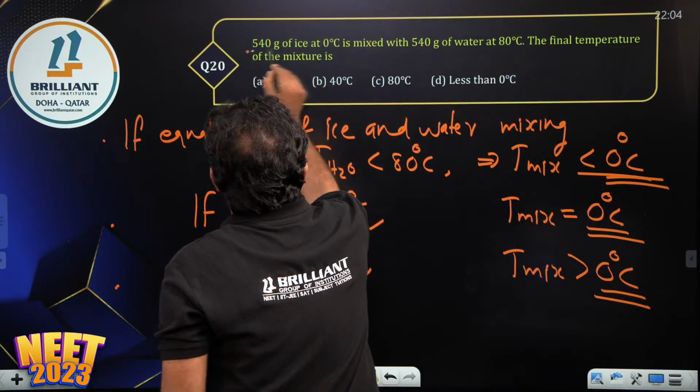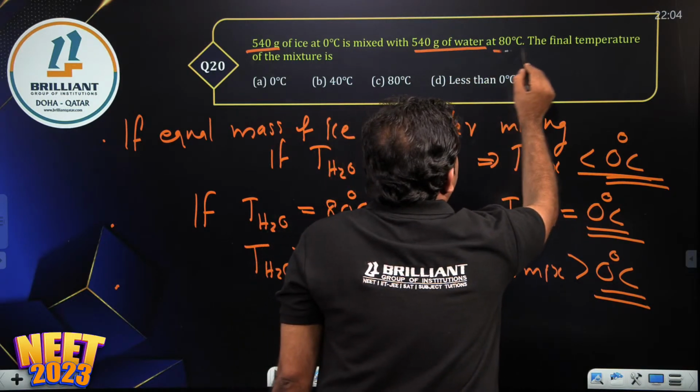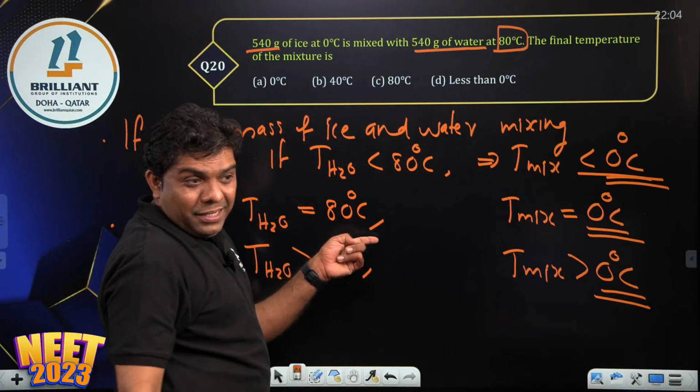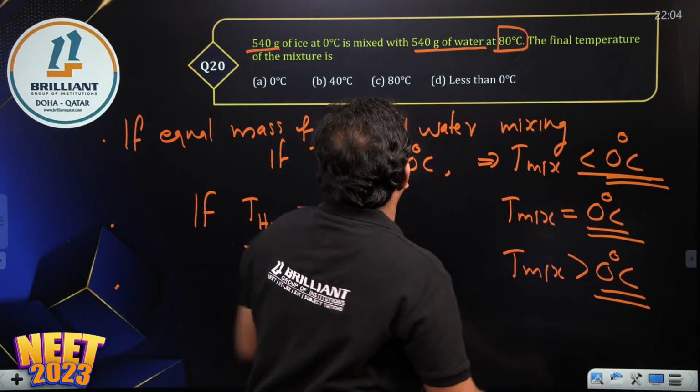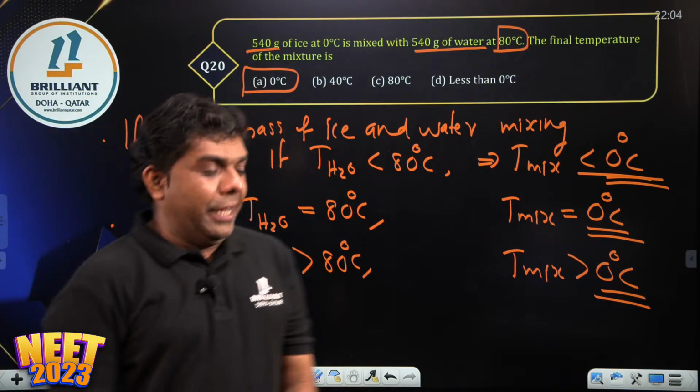In this question, look, 540 gram of ice, 540 gram of water at 80. So we can say the temperature of water is 80. So the temperature of the mixture will be what? 0 degree Celsius. So the right answer is option A.